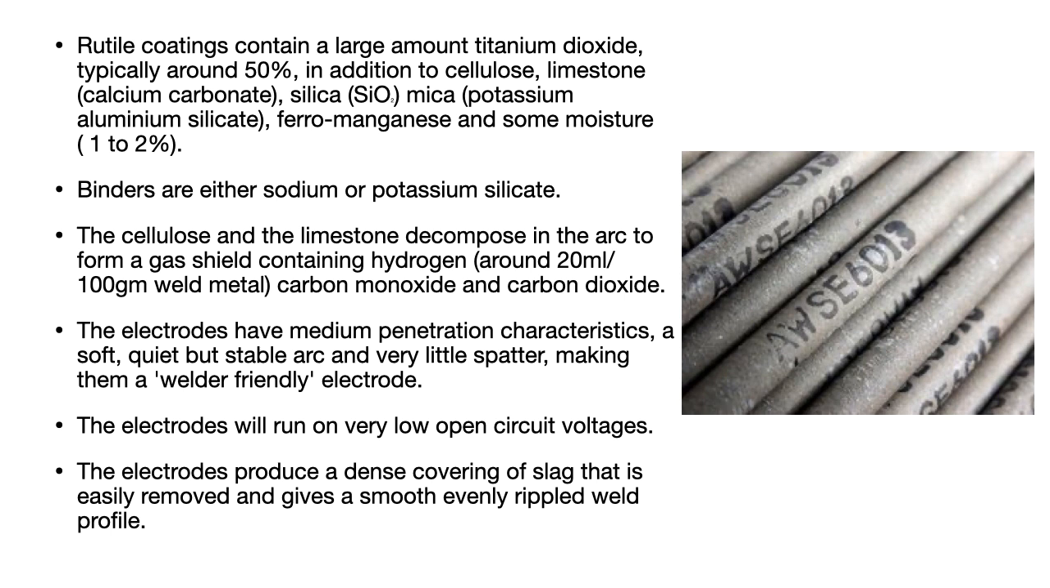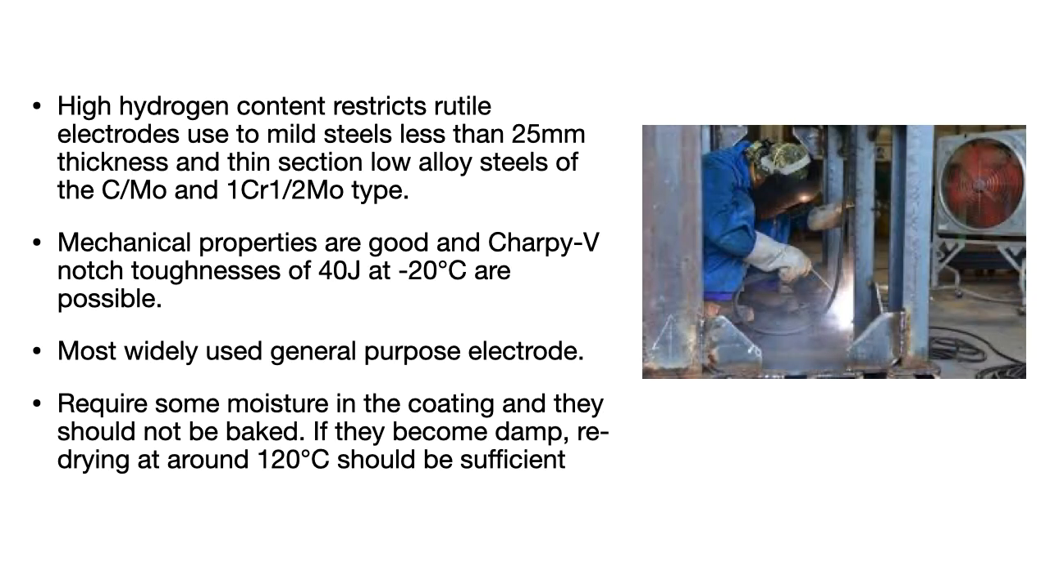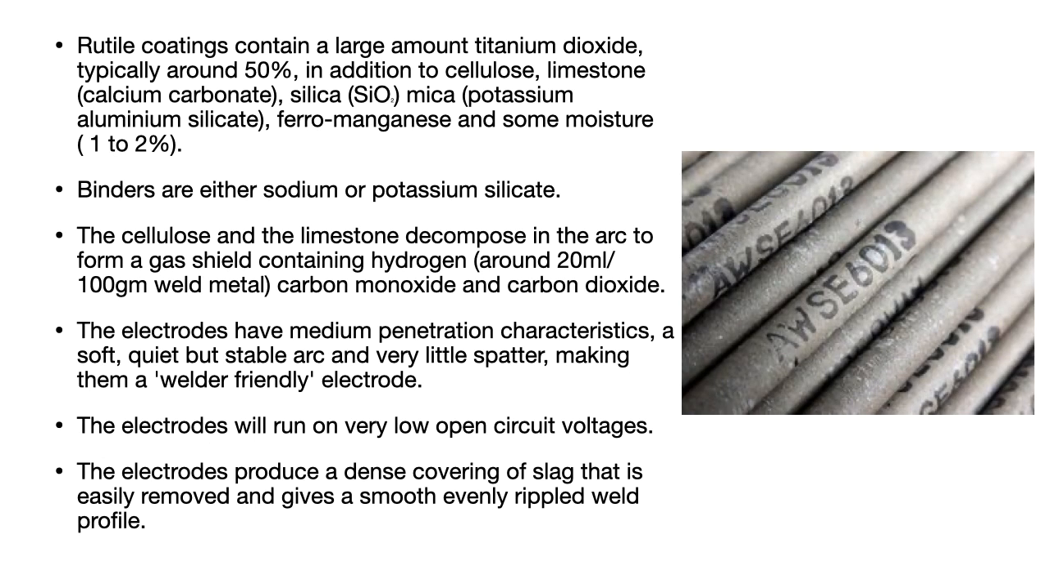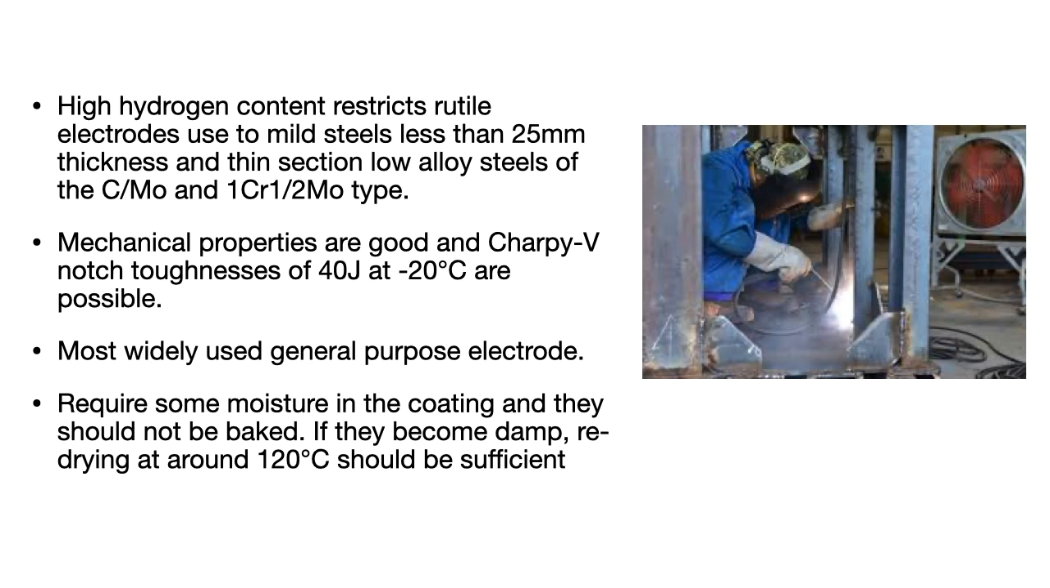The electrodes here will also produce a dense slag, which can be easily removed, and can even form a ripple with the weld profile. And that means, as I have told before itself, the profile of the weld which is produced will be influenced by the quality of the slag which is produced during welding.